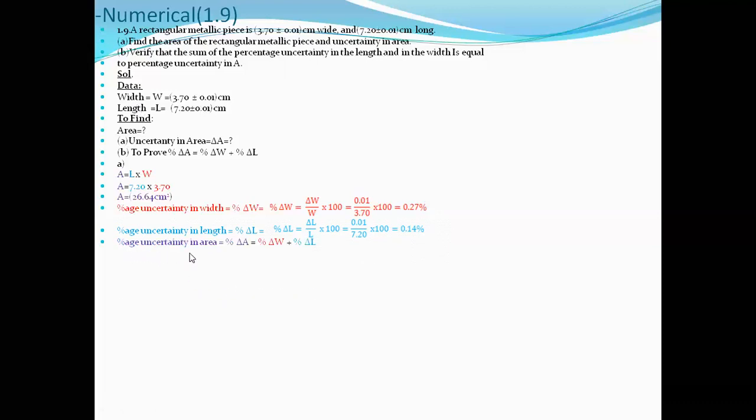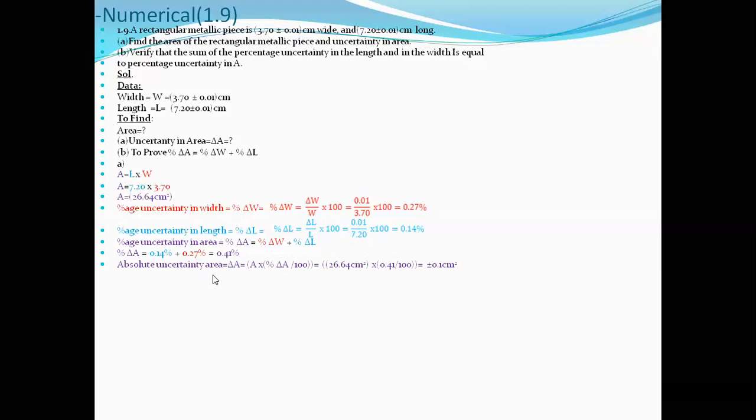The percentage uncertainty in the area will be the percentage uncertainty in width and the percentage uncertainty in length added together. We will get 0.14 of the length plus 0.27 of the width, which is 0.41%, the percentage uncertainty in the area.